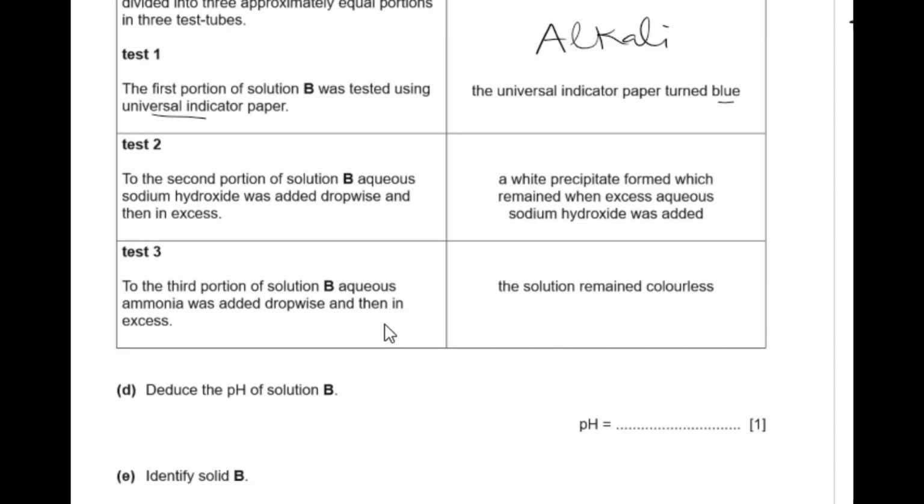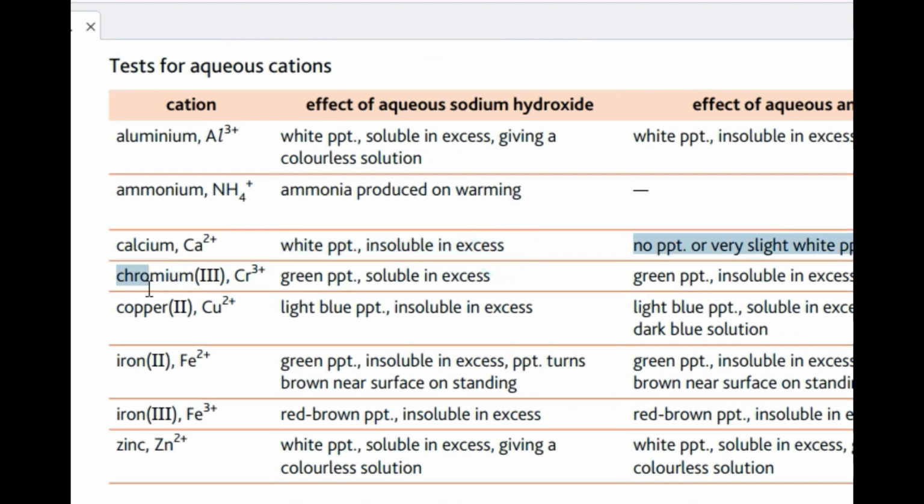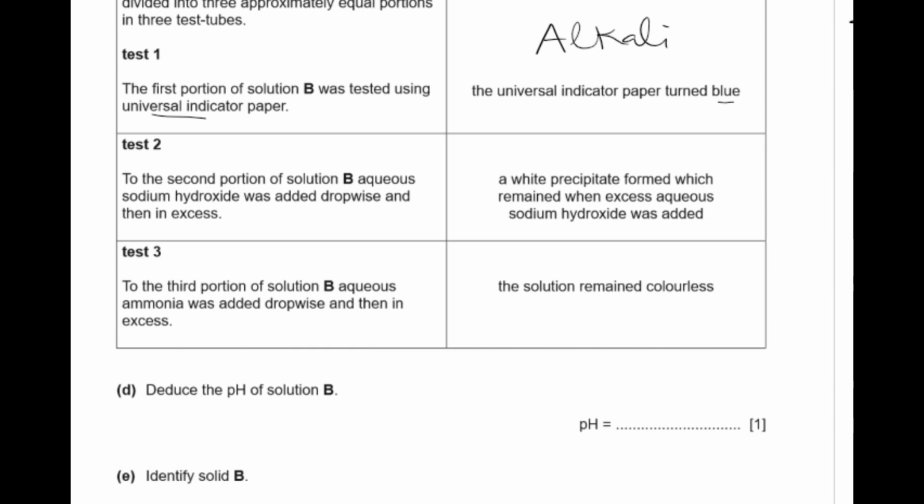To the second portion of solution B, aqueous sodium hydroxide was added dropwise. A white precipitate is formed, which remained when excess aqueous sodium hydroxide was added. So basically, a white precipitate is observed, which remains insoluble. Look at the data sheet, and here the test is confirming calcium ions, as calcium ions would form white precipitates which are insoluble in excess. Test 2 confirms the presence of calcium 2+ ions.